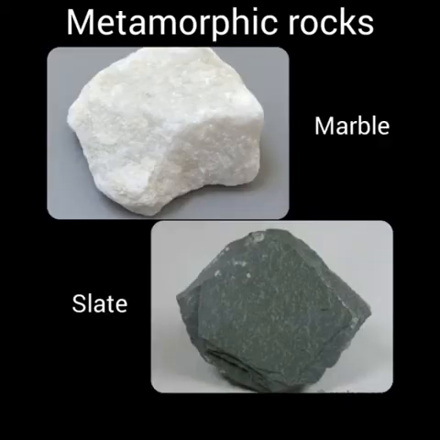Metamorphic rocks. When igneous or sedimentary rocks get buried underground, they sometimes change into completely different rocks. This is because of the pressure and the heat inside the earth. New rocks formed from igneous or sedimentary rocks are called metamorphic rocks. Example, marble and slate. These two metamorphic rocks are used for building.